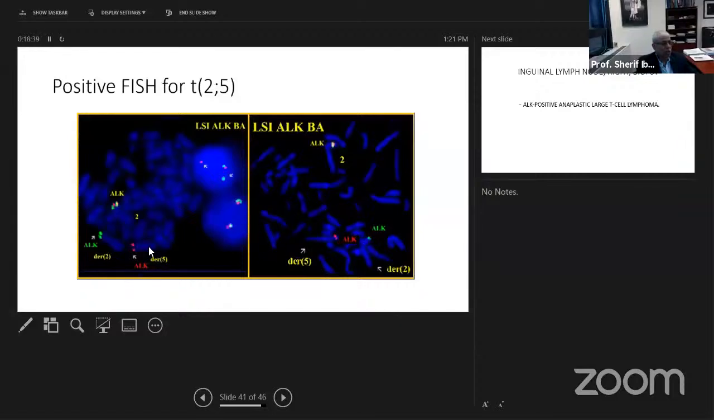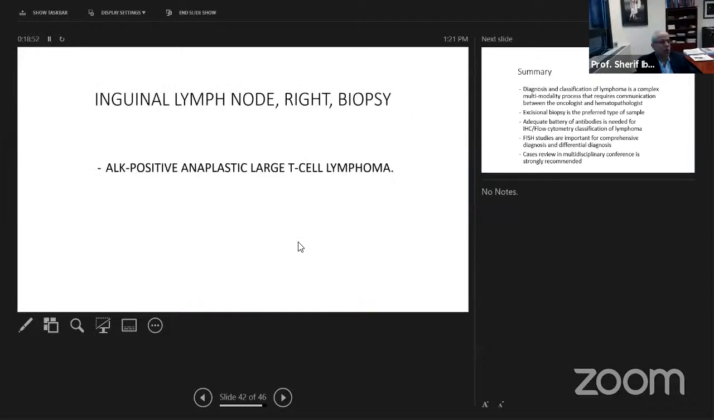It doesn't look great because it's tissue sections, but it shows derivative of chromosome 5 here, chromosome 2 here. Together, for ALK, if you have green and red, it shows yellow, and that's the translocation. So this is ALK positive anaplastic large cell lymphoma.